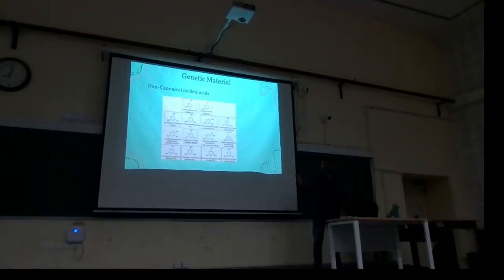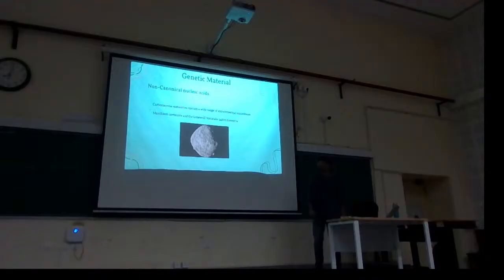Another interesting thing I wanted to tell you is that these non-canonical and canonical nucleic bases were found in meteorites. There are some carbonaceous meteorites named Murchison and Lonewolf, which were found in Australia and Antarctica. When they examined these asteroid samples, they found all of these non-canonical and canonical nucleic bases.